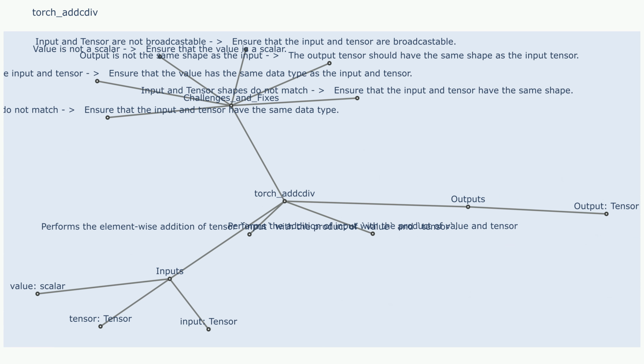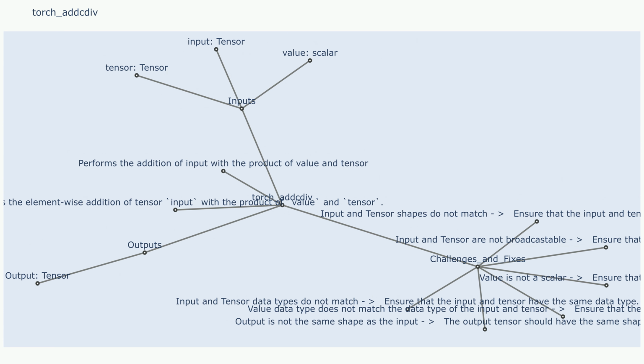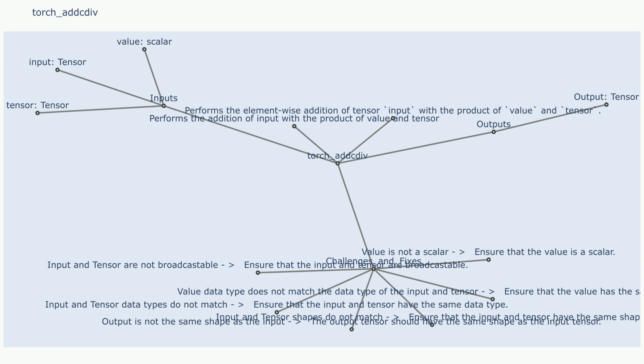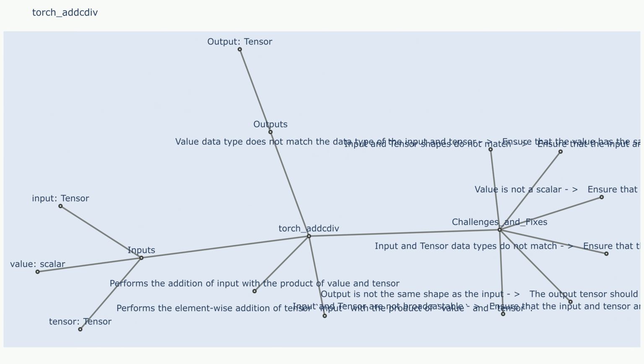Challenge 2: the scaling factor is not provided or is invalid. Sample use case that resulted in challenge 2: calling addcdiv without specifying a scaling factor, or providing a value that is not a scalar. Fixes to challenge 2: provide a valid scaling factor as the fourth input argument to the addcdiv function. The scaling factor should be a scalar value, which can be a float or a PyTorch scalar tensor.